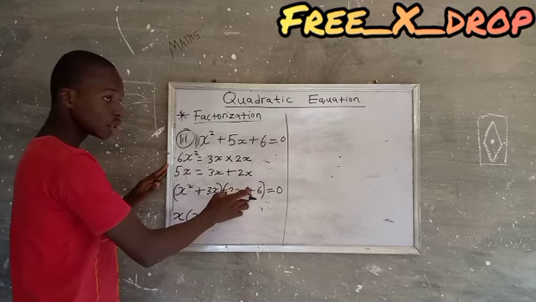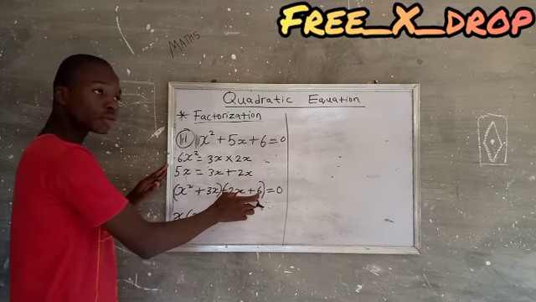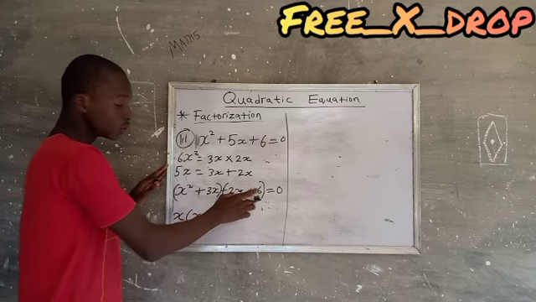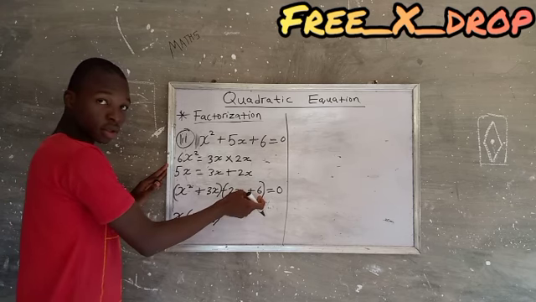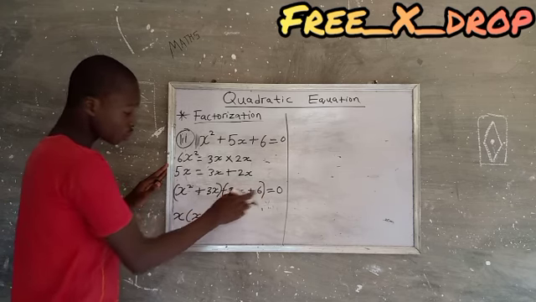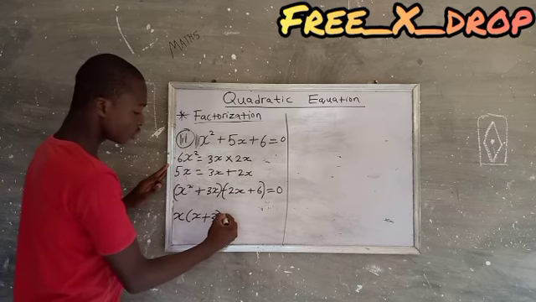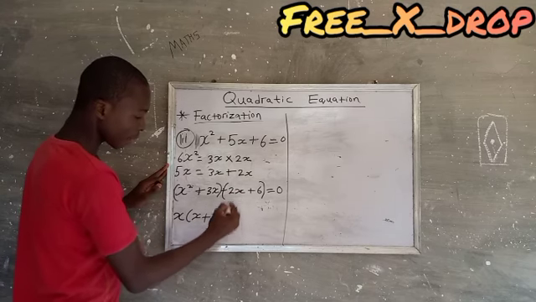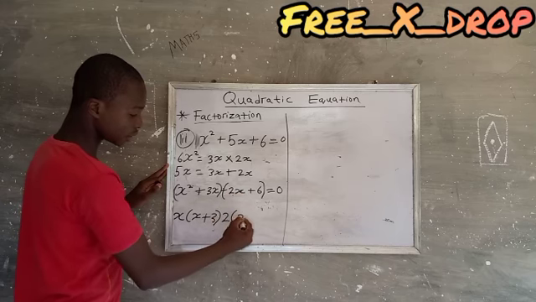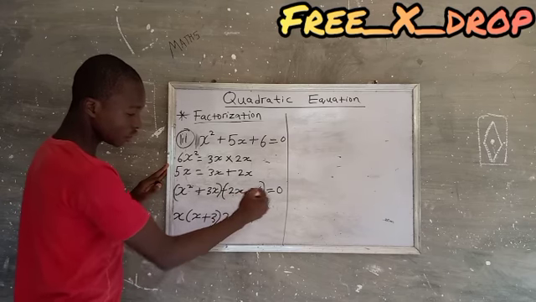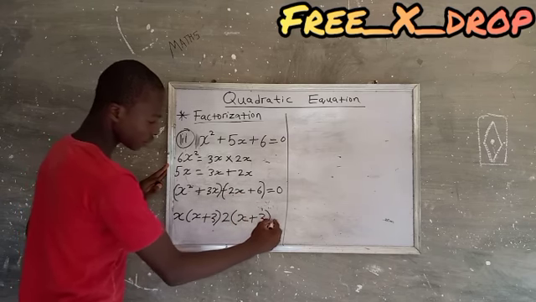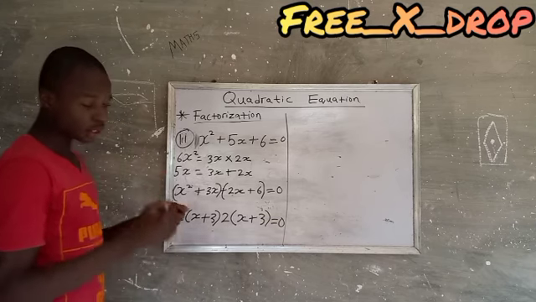Then, what is common here? What is present? We can factorize 2 out. 2 is common between these two, but x is not common. So when we bring 2 out, it will be 2 here, brackets. 2x divided by 2 is x, plus 6 divided by 2 is 3. Now we have gotten here.